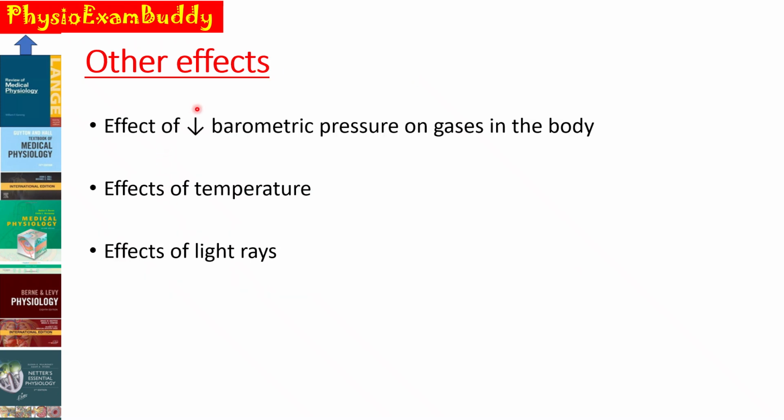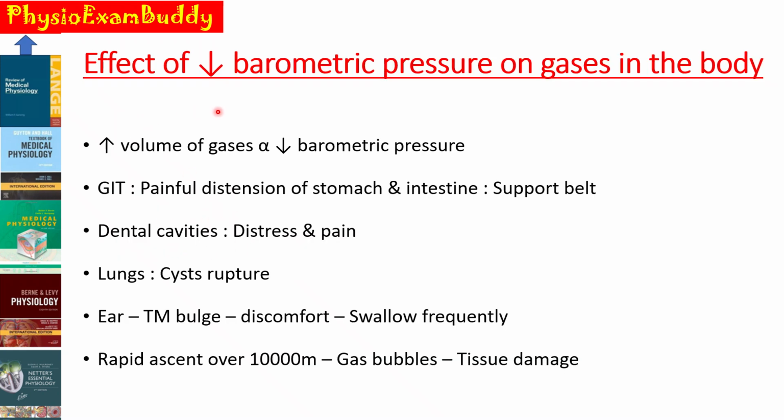Other effects seen at the higher altitude are because of the effects of the reduced barometric pressure on the gases in the body. Next is about the effect of the temperature and effect of the light rays. First, about the effect of decrease in the barometric pressure on the gases in the body. The gases in the body increase in volume in proportion to the reduction in the pressure. And this expansion of the gases in the gastrointestinal tract may cause painful distension of the stomach as well as intestine. These effects can be minimized by supporting the abdomen by using a belt.